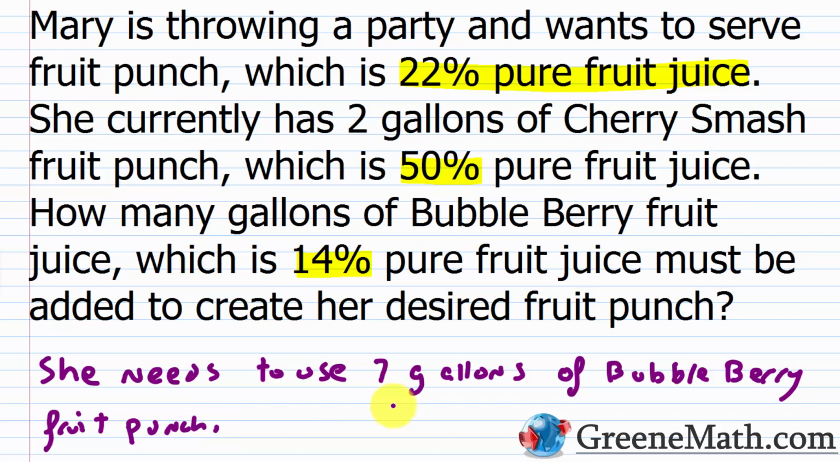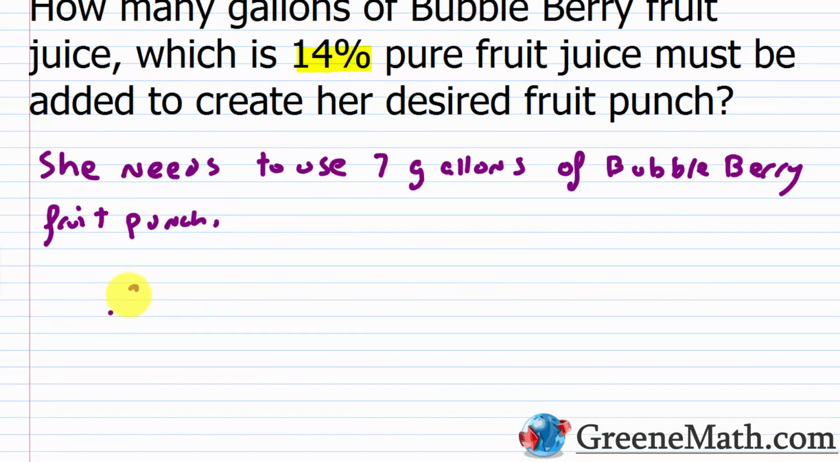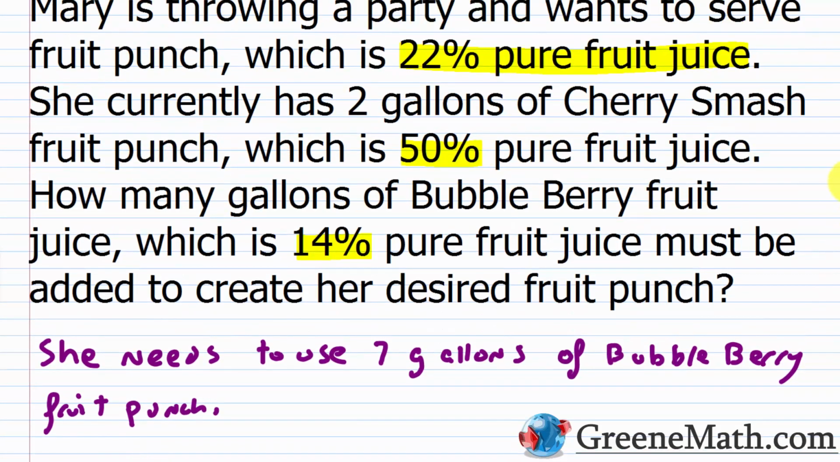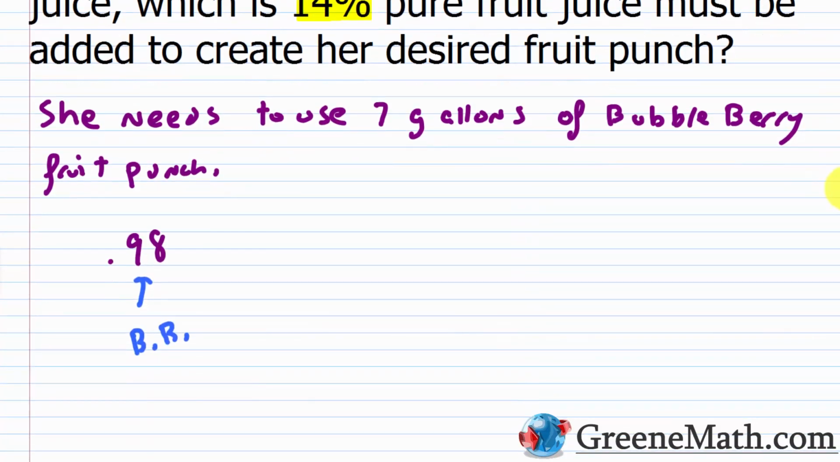Well, we know if she's using 7 gallons of bubbleberry fruit punch, and it's 14% pure fruit juice, then essentially she's getting 0.98 gallons of pure fruit juice from the bubbleberry. So this comes from the bubbleberry. Now, we're told, again, in the problem directly, that she's using 2 gallons of the cherry smash, and it's 50% pure fruit juice. So 2 gallons times 0.5 is again 1. So add that to 1. This is from the cherry smash.